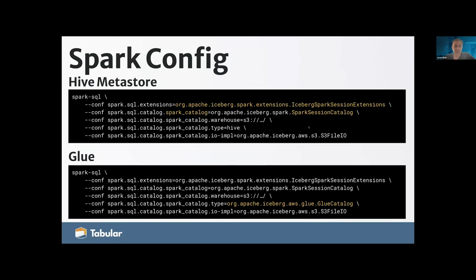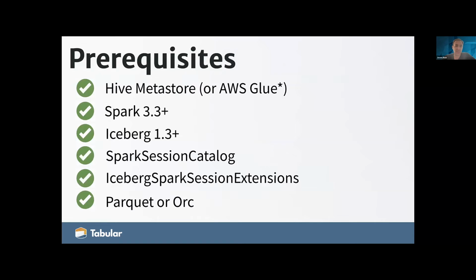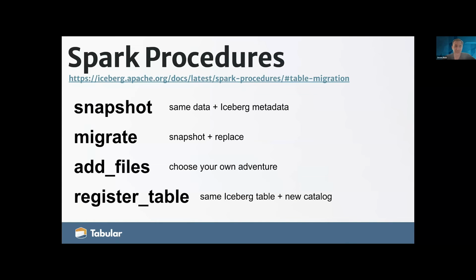All right, on to the next thing. Here's Spark procedures. These are the four that I'm going to talk about. These are all pretty well documented in the Iceberg open source docs, and the link is there. But you have these four, and we'll talk about these in detail.